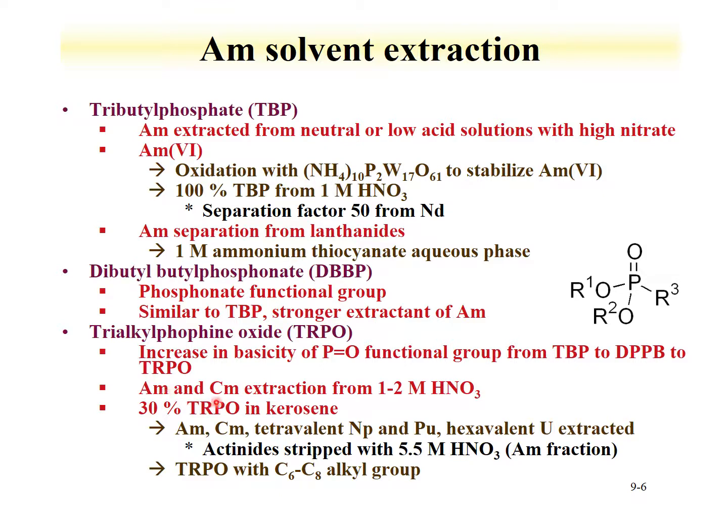Americium and curium extract with this ligand in 1 to 2 molar nitric acid, and studies have shown that you can have 30% of the trialkyl phosphine oxide in kerosene, and then you can extract the trivalent, tetravalent, and hexavalent actinides, and then you can strip out the americium by treating the organic phase with 5.5 molar nitric acid.